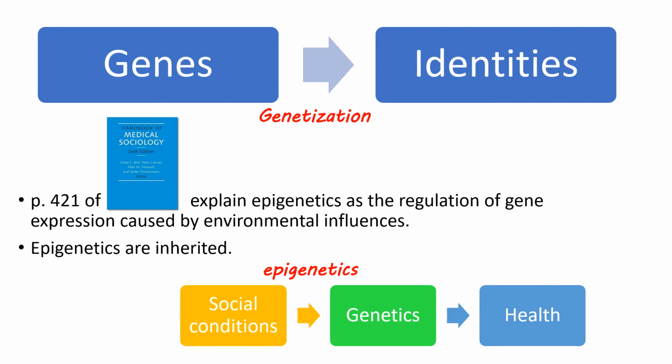And as you can see from the diagram below, our external environment, our social conditions, affect our genetic makeup, and this in turn affects our health. So, in other words, our external social environment interacts with our genes through epigenetics. And epigenetics is a somewhat new concept in the field of biology. I'm sure some of you know that.